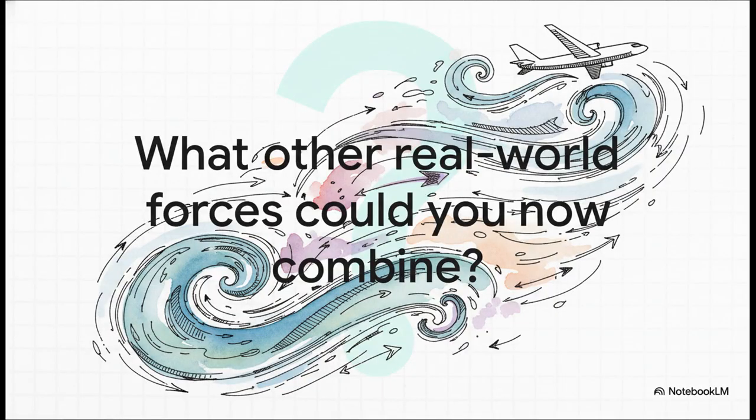So that brings us to the end. We've seen that vector math is this super powerful tool for figuring out how things combine in the real world. So I'll leave you with this question. Now that you know the rules, what other things around you, from wind affecting a drone to currents in the ocean, could you understand just a little bit better with some vector math?